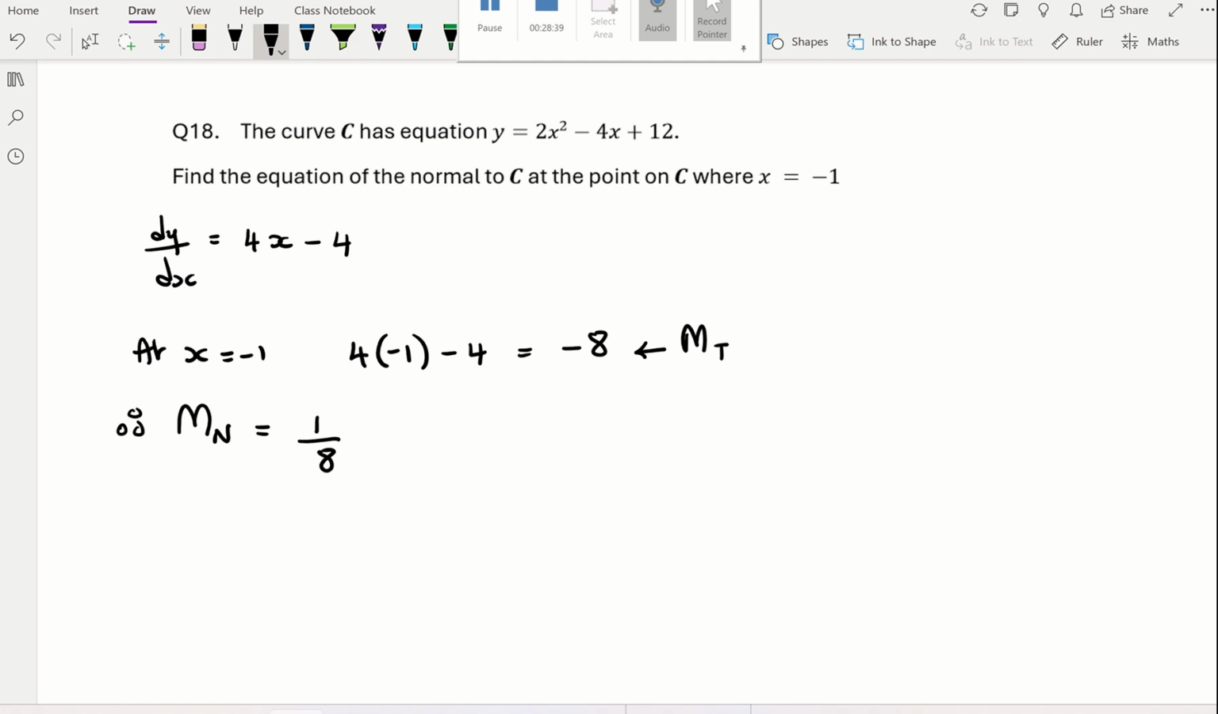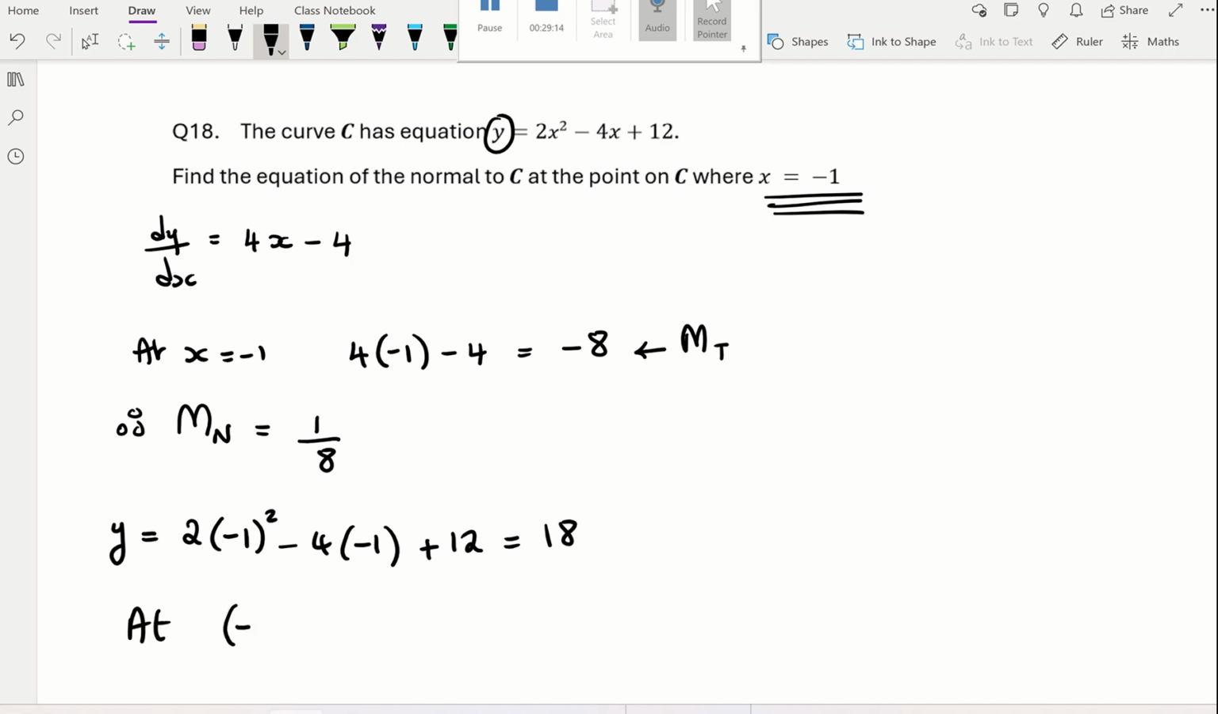And then I want to find the equation of the normal. So the first thing I need to do is find a y coordinate for that. So I'm going to put it back into the equation to find y. Y equals 2 times negative 1 squared minus 4 times negative 1 plus 12, which is 18. So my coordinate is negative 1, positive 18, and I'm going to use y equals mx plus c.